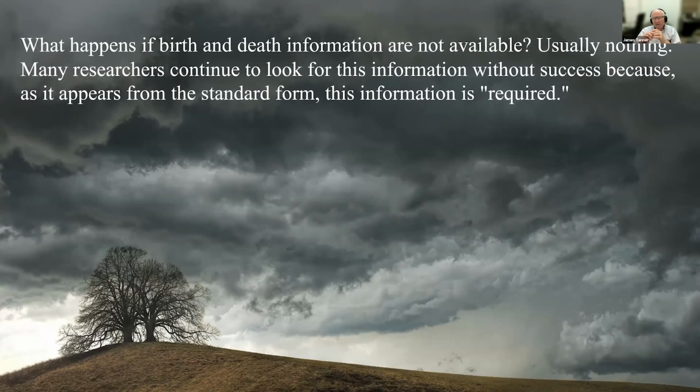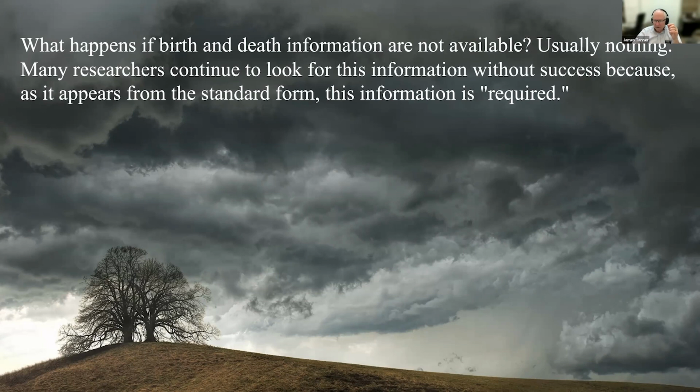So what happens if they're not available? So where are we if birth, marriage, and death records simply do not exist in the time frame of the place that we're looking to find them? And I mentioned this a couple of times now, that some researchers just continue to look without success because it's on the form and it's required, and we need to know the birth record. And the answer to that is no.